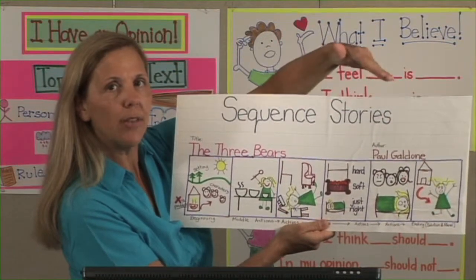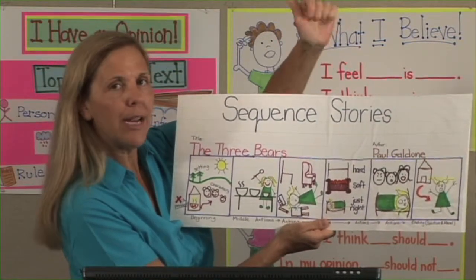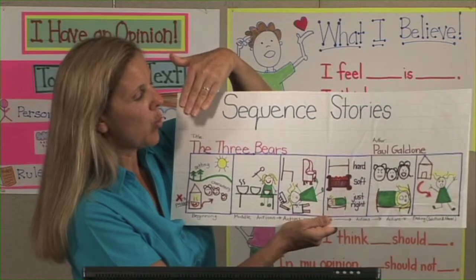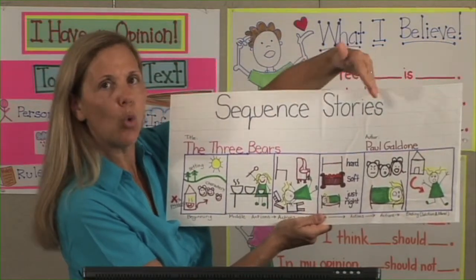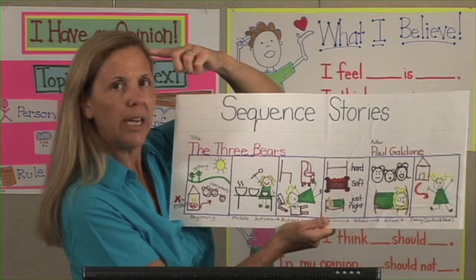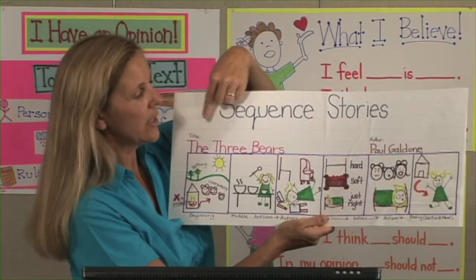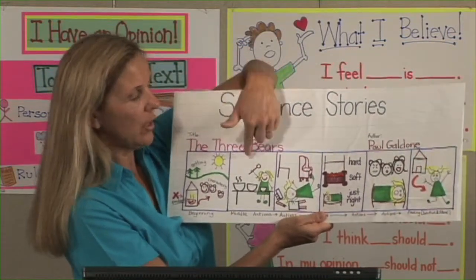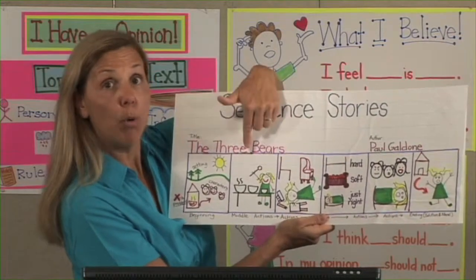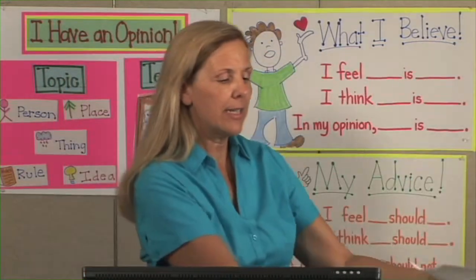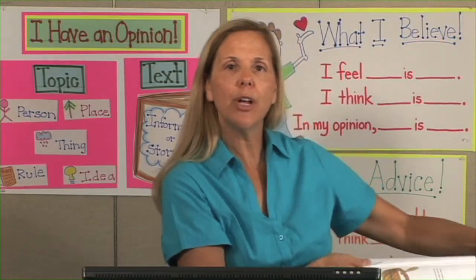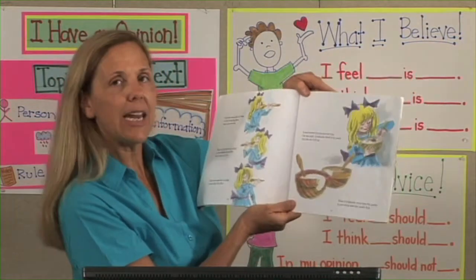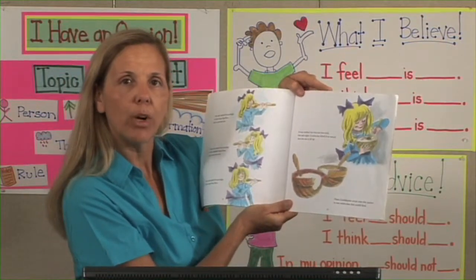Why am I doing this on these sequence boxes? Why am I not jumping to the book? Because I want them to see the whole story at once. It's hard for kids to keep everything in their head. This way I'm giving them a visual. Once we decide, oh, one of the ways that she was naughty was she ate their porridge, next, we grab the book and we find the page where she ate all the porridge.